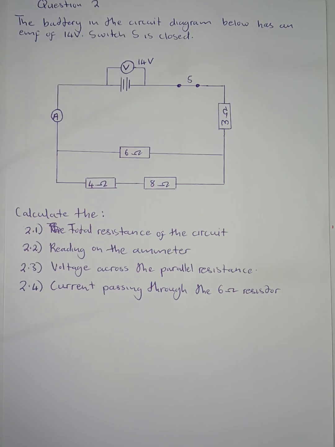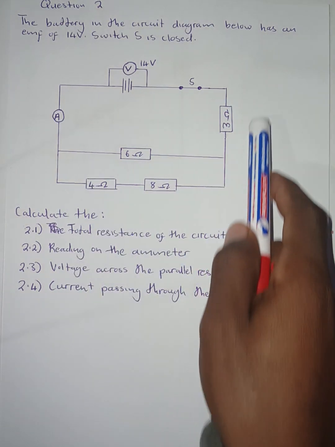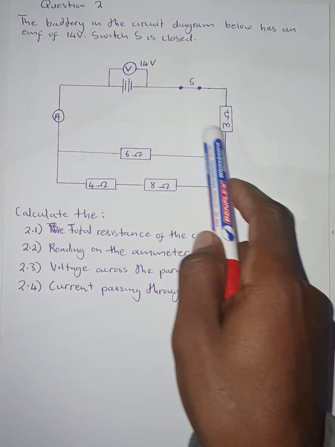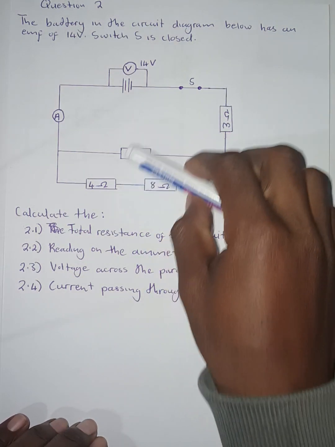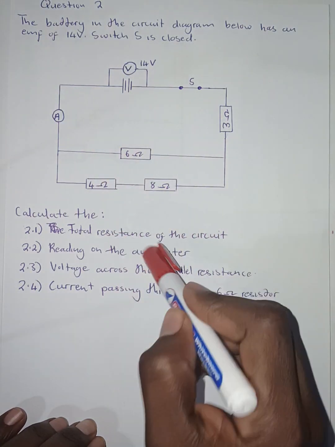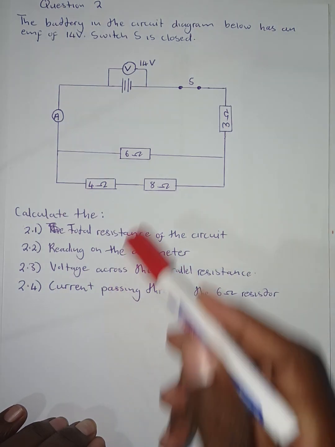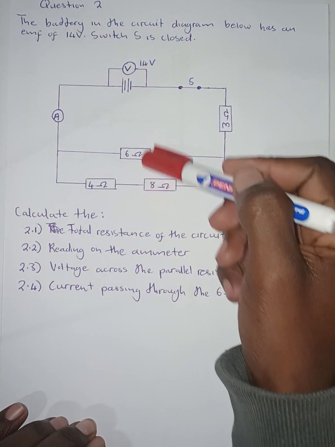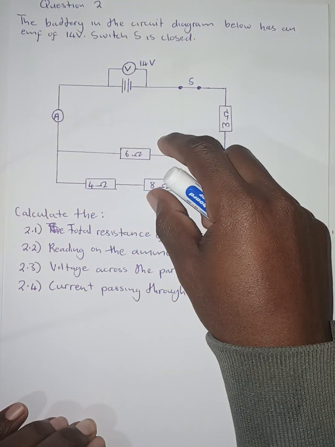Now if you remember, to find the total resistance, in this case, we'll take this resistor and we add it to the resistance of these two resistors. The first thing that you need to do is to calculate the equivalent resistance of these two resistors that are parallel to one another.